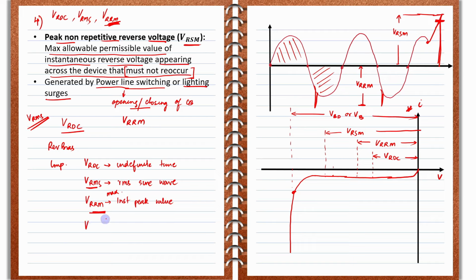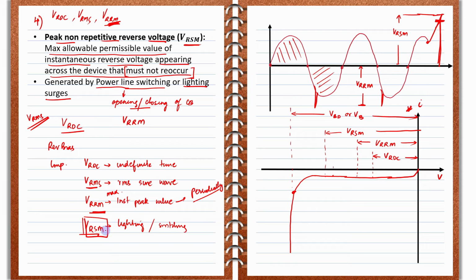This occurs periodically. That means throughout the working period of the diode, this value will come. However, we then finally saw VRSM. This is mainly due to lightning surges or switching. For that also you have a maximum value, but this cannot continuously happen. In that case, you will have to see what the problem in the circuit is. This cannot continuously happen, but the manufacturers give a particular value for that also.